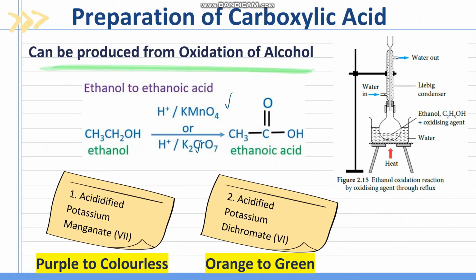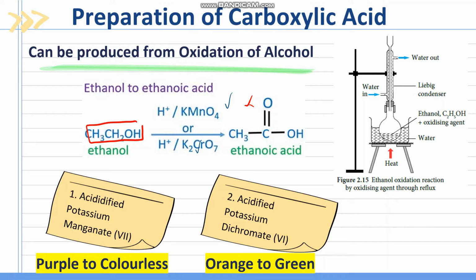Next we will learn about the preparation of carboxylic acid. You have learned in the previous video that alcohol can undergo oxidation by using an oxidizing agent to produce ethanoic acid. So here we prepare the carboxylic acid by the oxidation of alcohol. For example, ethanol undergoes oxidation to produce ethanoic acid. The ethanol reacts with an oxidizing agent such as acidified potassium manganate(VII) or acidified potassium dichromate(VI) to produce ethanoic acid. The method for the oxidation of ethanol is the reflux method.